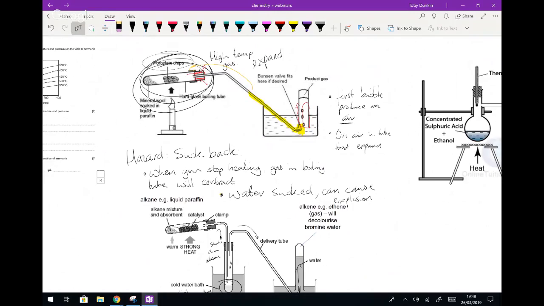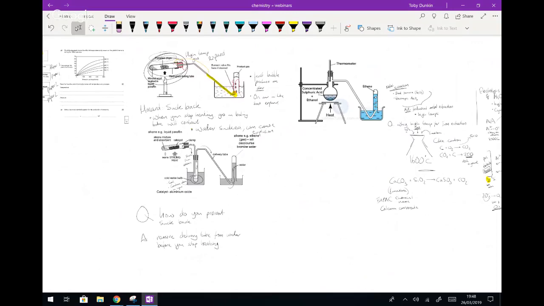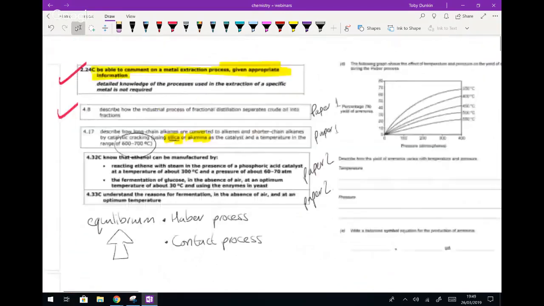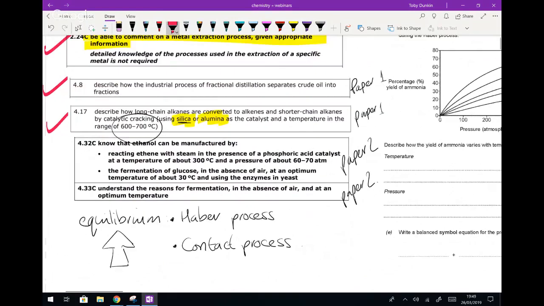So that pretty much sums up cracking in terms of the industrial process. You quote the catalyst and you quote the temperature. Next, right, so I can tick off cracking there at that point.